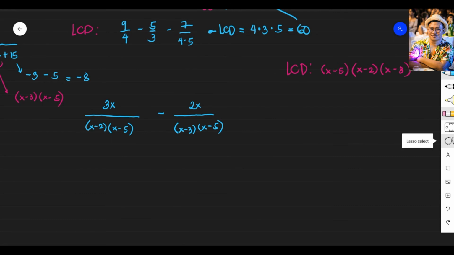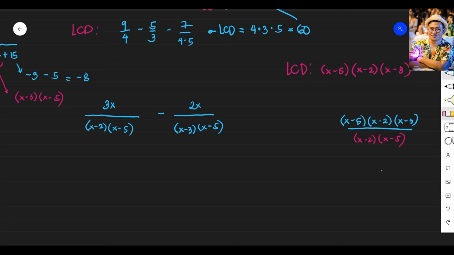So the same concept we will apply. We divide the LCD by the denominator of the first term. What will the result be if we do x minus 5 times x minus 2 times x minus 3 divided by the first denominator? So I'm just going to change it to a different color. x minus 2, x minus 5, right?